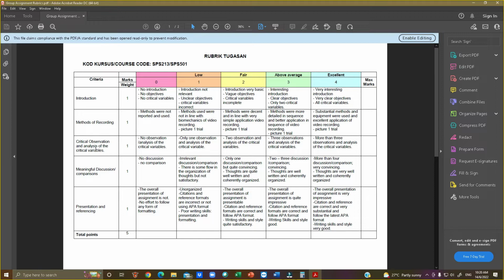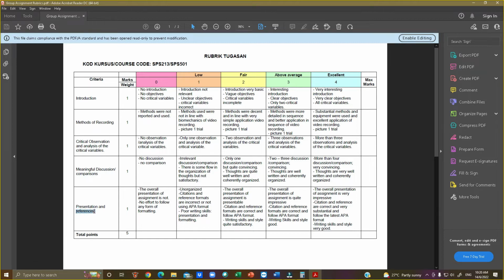This one is about how many observations you conducted. For example, you explain about force, that is one. You explain about acceleration, that is 2. To have the most marks, you need to explain critically more than 3 observations regarding the skill itself. Okay, and then you need to discuss all those observations, and finally presentation and reference.